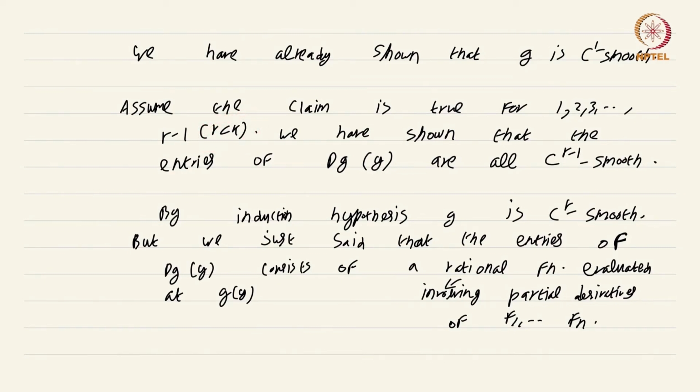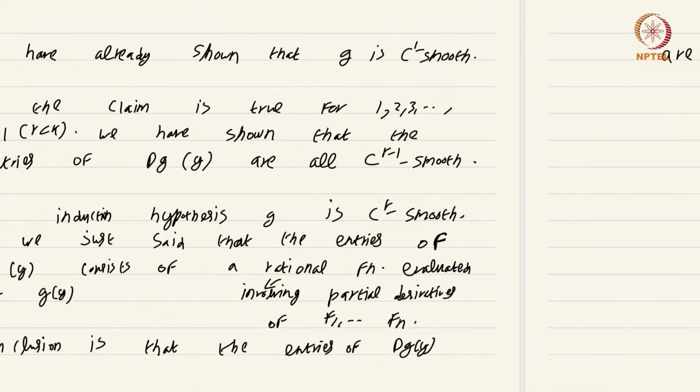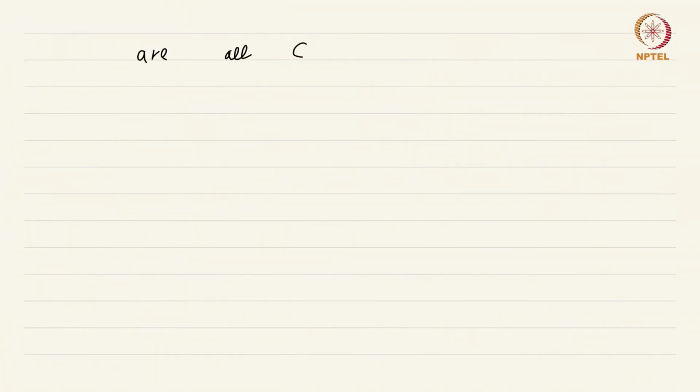So the net conclusion is that the entries of DG are all C^r smooth. Therefore G is C^k smooth by induction.